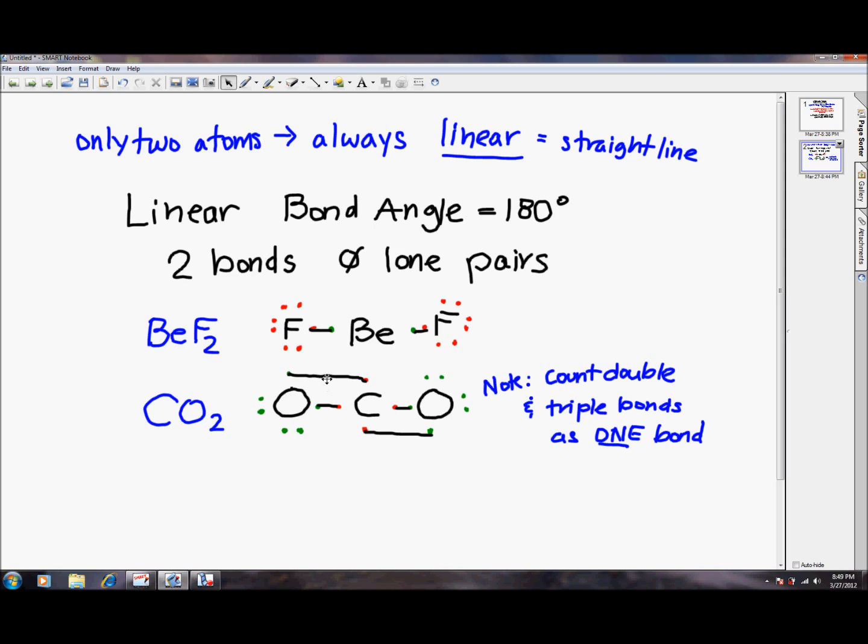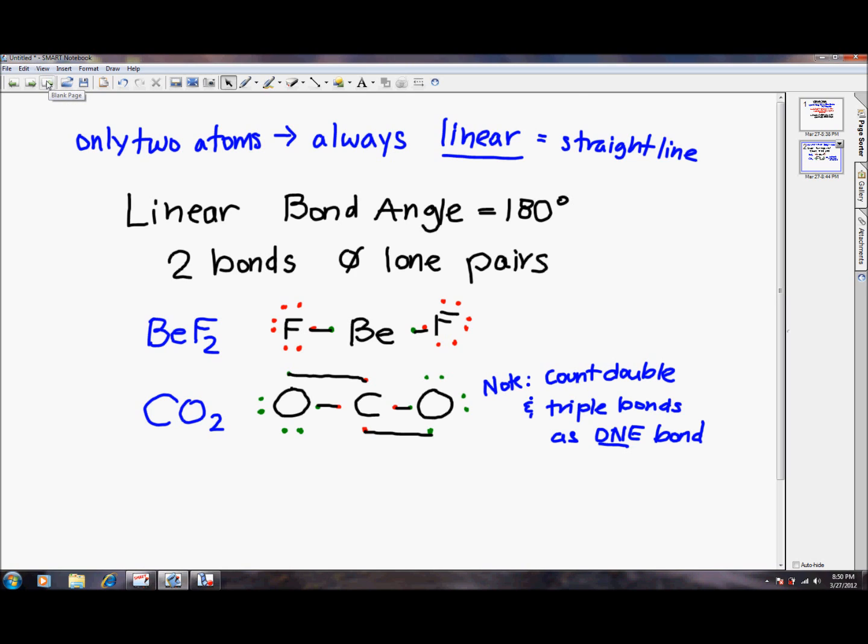So do not count this. Don't say this is 1, 2, and this is 1, 2 for a total of 4. This is not 4 bonds. This is one double bond, a second double bond. So there are 2 bonds on the carbon. So this is also a linear molecule. Okay, 2 bonds. You notice that there are no lone pairs left over on the carbon.